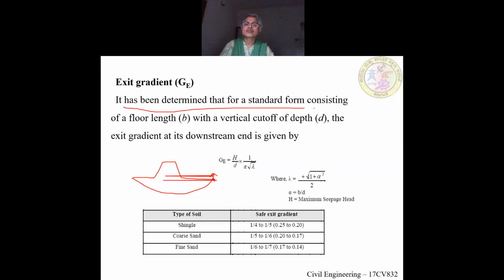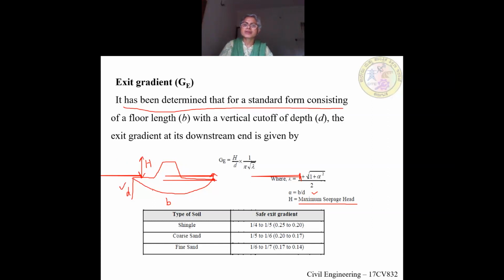It has been determined that for a standard form consisting of a floor length B with a vertical cutoff, this is the vertical cutoff, this is the D, and floor length is B, that is from the starting point to the exit point, the exit gradient at its downstream end is given by H by D, where H is the depth of water on the upstream side, D is the depth of the pile, and 1 divided by pi into root lambda, where lambda is 1 plus root of 1 plus alpha square divided by 2, and alpha is B by D, where H is the maximum seepage head. This head is H.